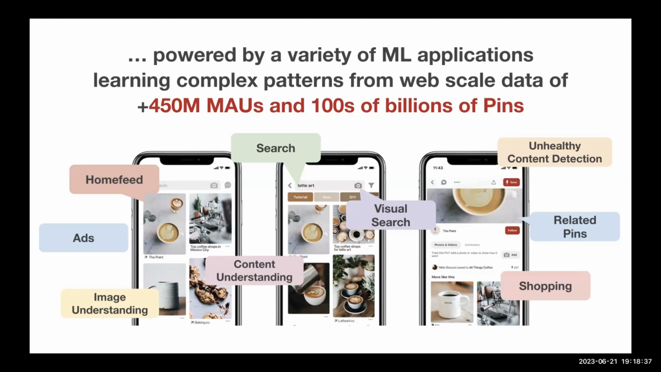Right? And a lot of these product features and surfaces under the hood are also then further powered by other types of machine learning applications. We have image understanding, content understanding. LLMs are a big thing, right? We have a lot of good LLMs and maybe visual models under the hood, extracting content and summarizing them. We also use them for unhealthy content detection. Right? So these are all very important machine learning applications that power this recommendation engine called Pinterest.